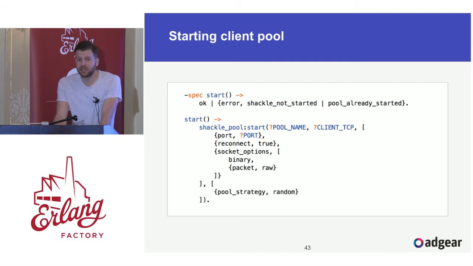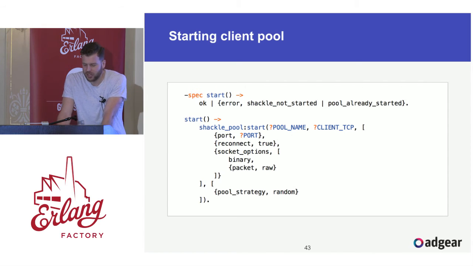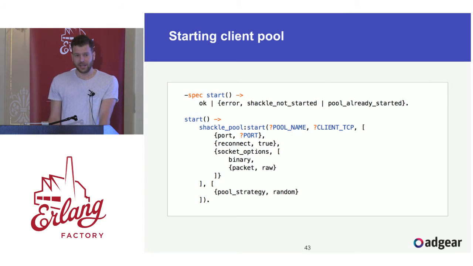So we've implemented the module that is our client and implements the behavior. How do we actually start a pool? What you need to do is just call Shackle pool start. You need to assign it a name, which is an atom, and then your client, which is the module that implements this behavior. And then there's two lists of options you can send.